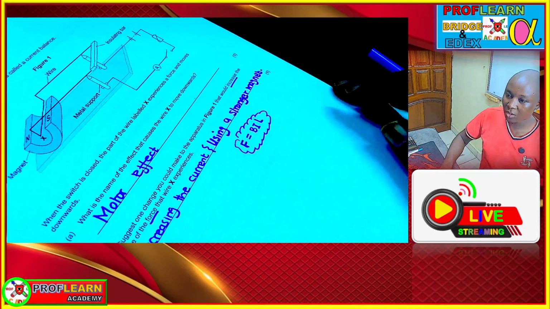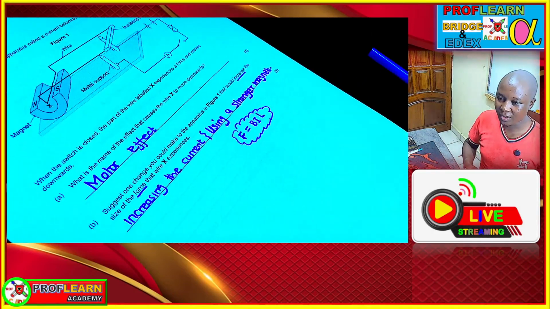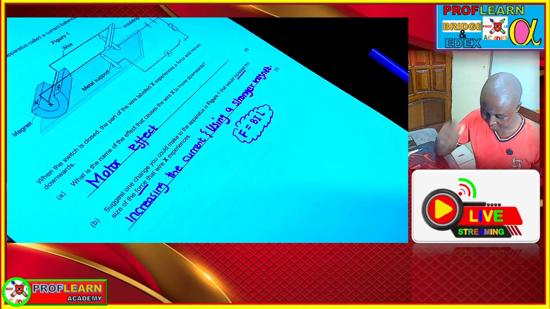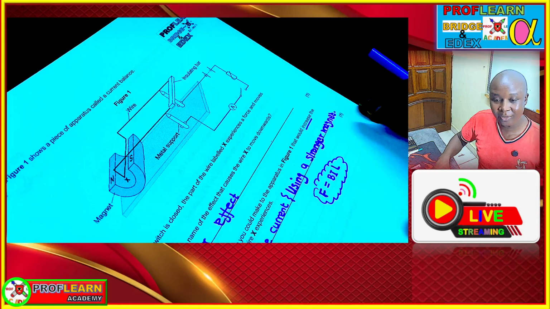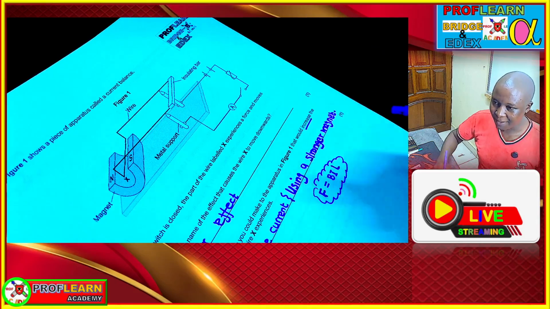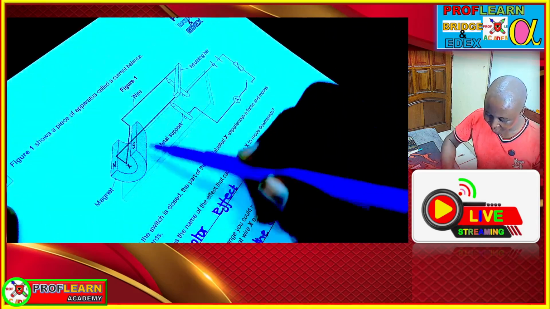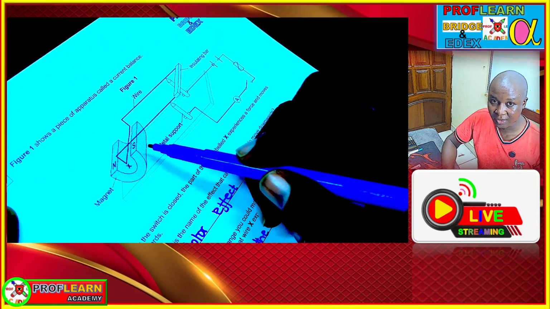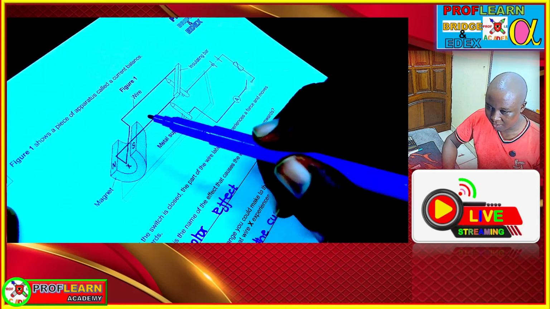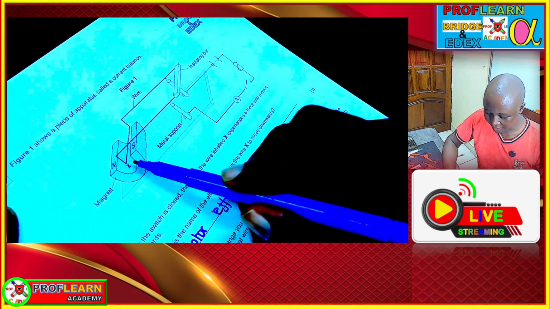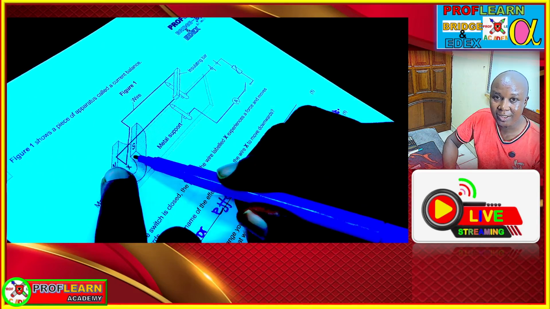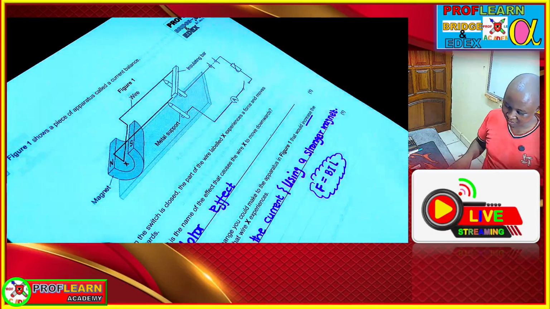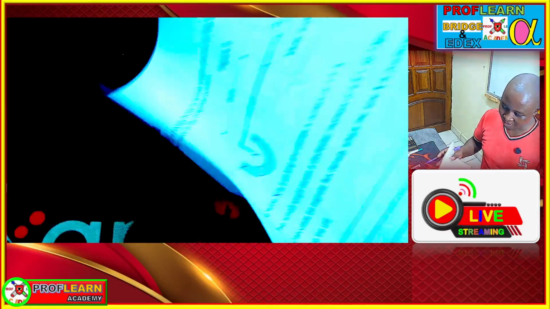So if you use a stronger magnet, definitely you're going to increase the force experienced by these particular conductors. Maybe if you are told to explain how that happens, remember that whenever current flows through a conductor, there will be magnetic fields created around that conductor. When those magnetic fields, which are created due to the flow of current, interact with the magnetic fields of this permanent magnet, then the conductor is going to experience a force. So basically that's what you're going to do.